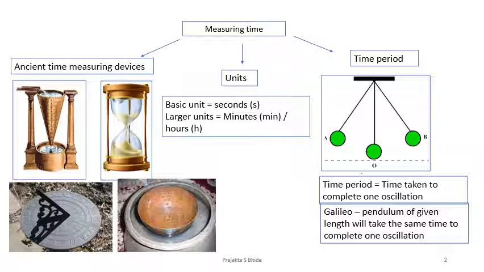So if you see, 60 seconds make 1 minute, 60 minutes make 1 hour, 24 hours will make a day, 365 days will make 1 year, 10 years will be a decade, 10 decades would be a century, 10 centuries would be a millennium, and so on. But whenever we use time for mathematical operations or to compute, we always refer to the basic unit, which is seconds.